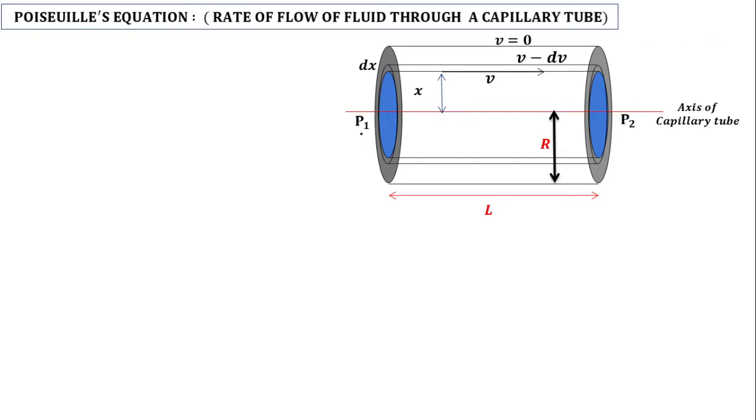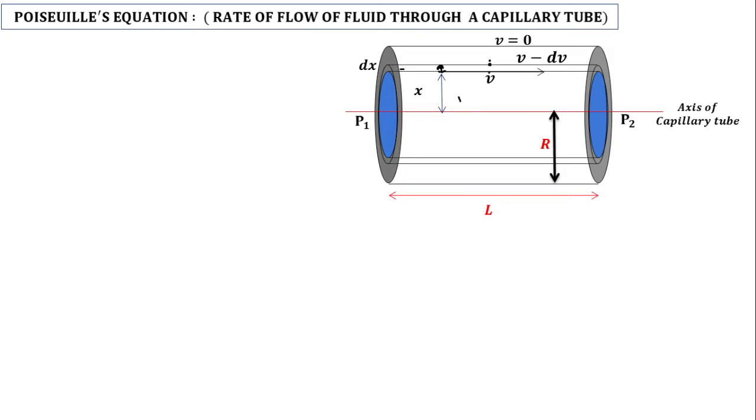The pressure at this side is P1 and the pressure at this side is P2, and the liquid flows due to the pressure difference. So let's say this capillary tube is made of coaxial cylinders, like the fluid flows in the form of layers, coaxial cylinders. I've considered a small cylinder of radius x, and this small length is dx, which is one layer through which the fluid flows. Let's say v is the velocity of that layer, and slightly above that there is a layer which is of radius x plus dx, and the velocity is v minus dv.